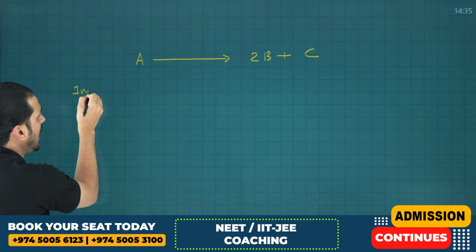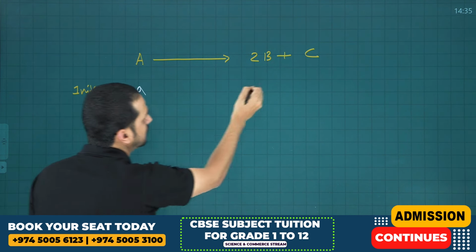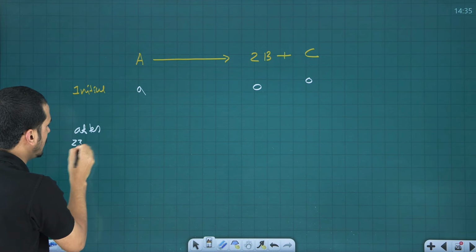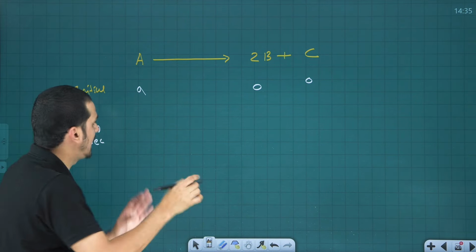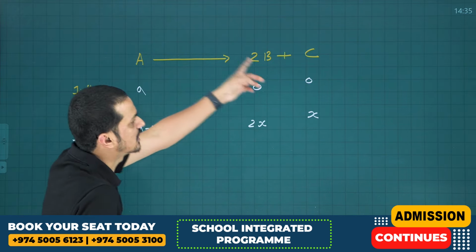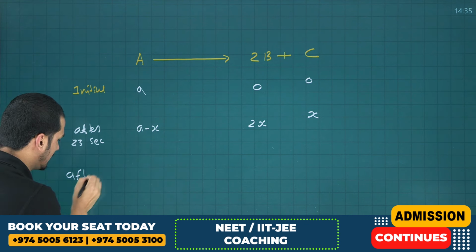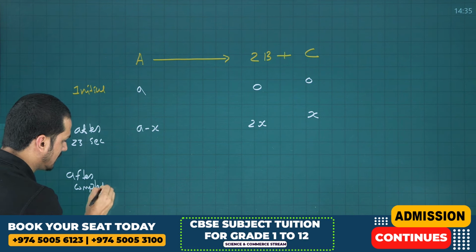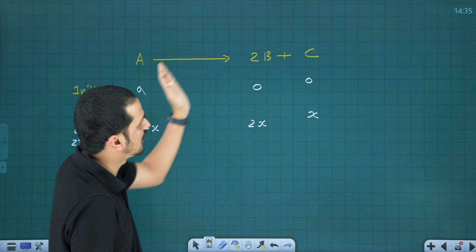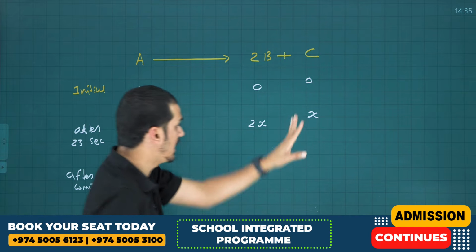Initial pressure of A, I will take it as A. At that time no B, no C. After 23 seconds, X reacted. So A minus X, this is 2X, this is X, because 1 reacted means here 2 we will get. So that's why 2X, X. Ready? Then after completion of reaction, A will be completely reacted, 0 A will be there. So complete A will be converted to B and C. 1 A reacted means 2A of B will form, A of C will form.